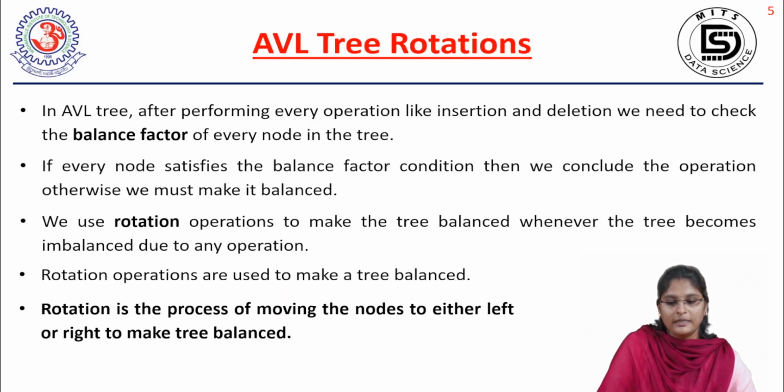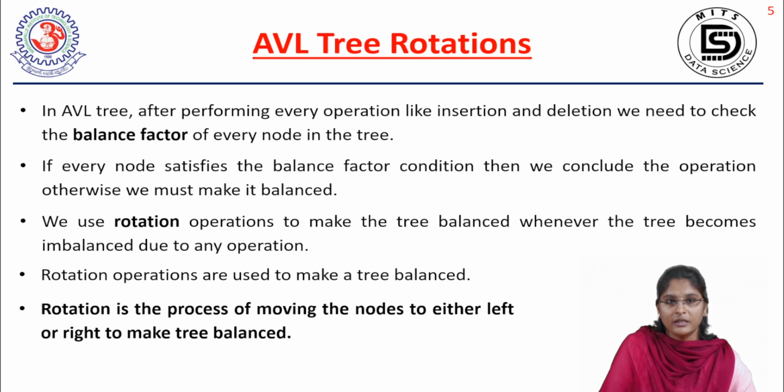Next, when performing every operation in an AVL tree, like insertion and deletion, we need to check the balance factor of every node in the tree. Whenever we insert a new node in an AVL tree, we need to check whether the tree is balanced or not. If every node satisfies the balance factor condition, then we conclude the operation. Otherwise, we must make it balanced. We use rotation operations to make the tree balanced.